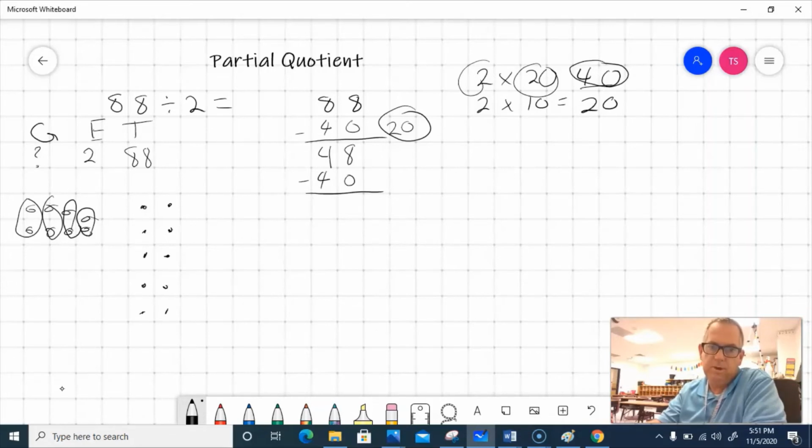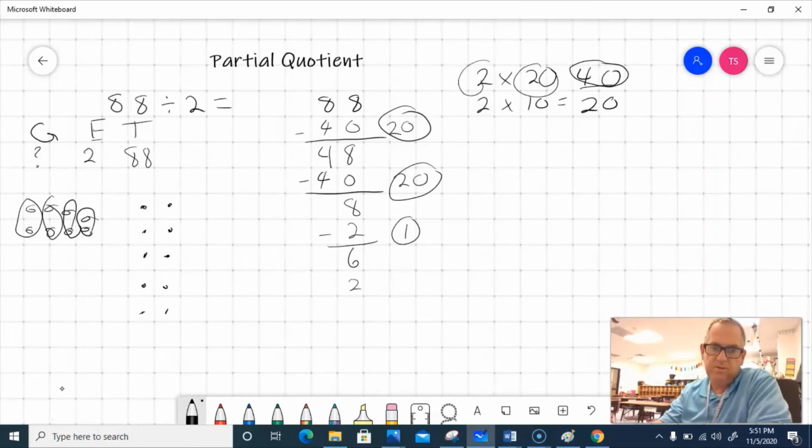And 40 from 48 would be 8. And that's another 20 groups. So I cannot subtract 40 again. I cannot subtract 20. So I could just start subtracting 2. So 8 minus 2 is 6. And that's one more group.